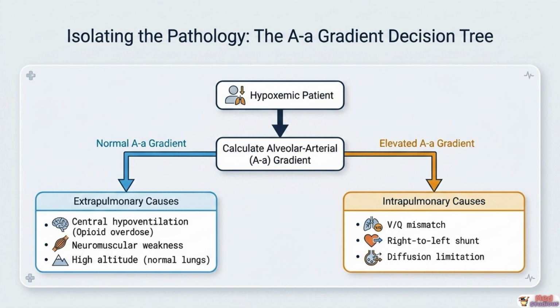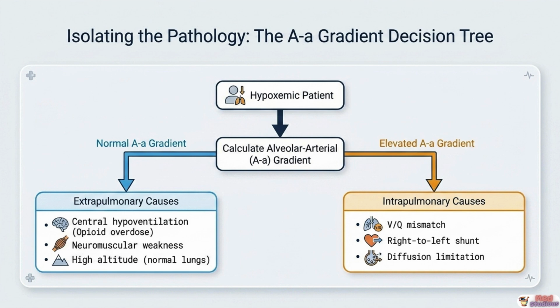When evaluating any hypoxemic patient, calculating the alveolar arterial gradient is the single most powerful next step because it immediately splits the differential diagnosis into 2 completely separate categories. A normal A to A gradient points toward extrapulmonary causes, meaning the lungs themselves are structurally healthy, but something outside the lung is preventing adequate ventilation. Classic causes in this category include central hypoventilation from opioid overdose, neuromuscular weakness preventing adequate chest wall movement, and high altitude, where the lungs remain entirely normal, but ambient oxygen is simply reduced.